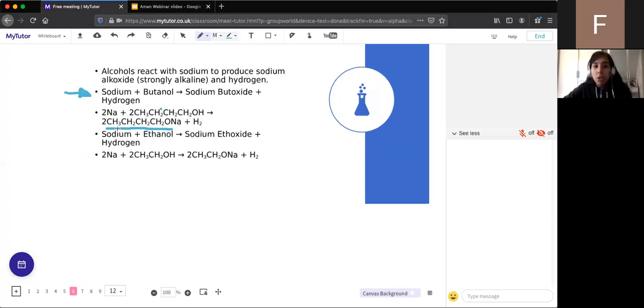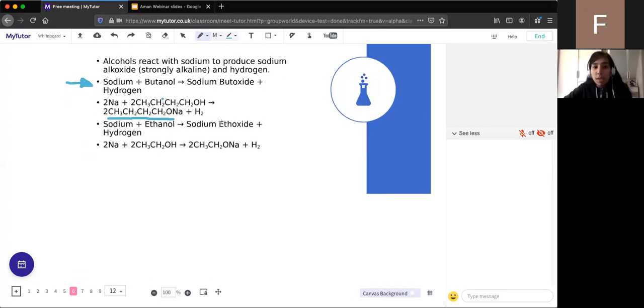So if we look at sodium and ethanol, we get sodium ethoxide and hydrogen. So what if I said we did sodium and propanol? What would be the products? Sodium plus propanol. What would be the products? Any ideas? Excellent. I've had a couple of correct answers so far. Yep. So sodium propoxide plus hydrogen.